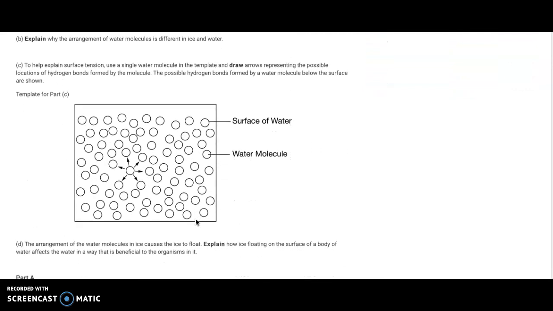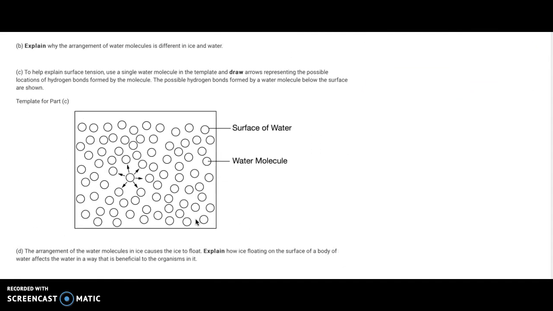Question C, this one, you were supposed to draw. I didn't give most people credit for this because I think I only had one student who was creative enough to cut this image out and then draw on it and then insert it. Actually, I gave them credit for it. But the way you would have needed to do this is you would have needed to look at the surface of the water, use a single water molecule in the template, and draw arrows representing the possible location of hydrogen bonds formed by the molecule. And you needed to do it to explain surface tension.